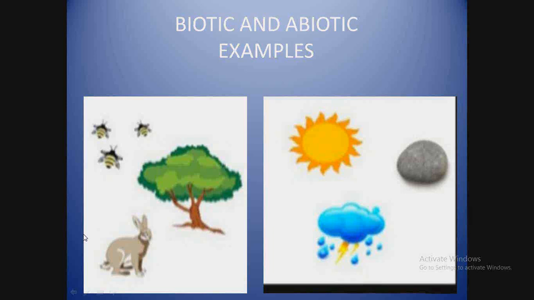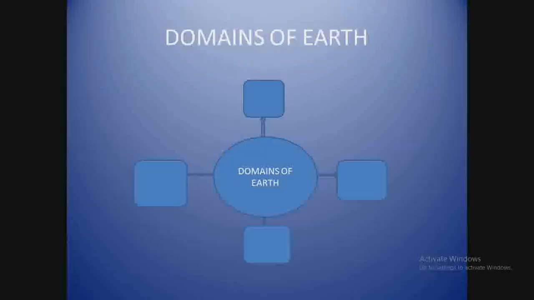Okay, then look at the left side picture. Bees are there, then a tree is there, one rabbit is there. Which category are they in? Biotic or abiotic? Tell me. Okay, so the left picture shows biotic and the right one abiotic. Okay, clear on biotic and abiotic.